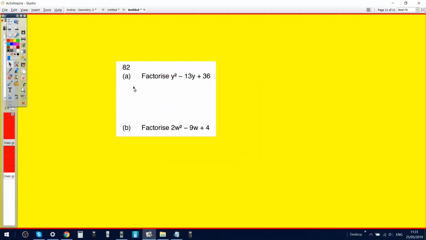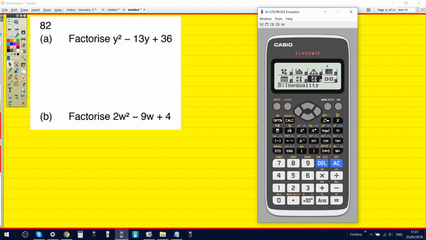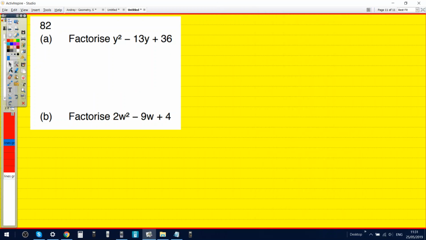Okay, how do we do these? You do what you can do: menu, equation function, 2 polynomial, and then we get 1, minus 13 and 36, and the first x is equal to 9, and the second x is equal to 4. They wanted it to be factorized though, and so what brackets would do that? It'd be x minus 9, x minus 4.